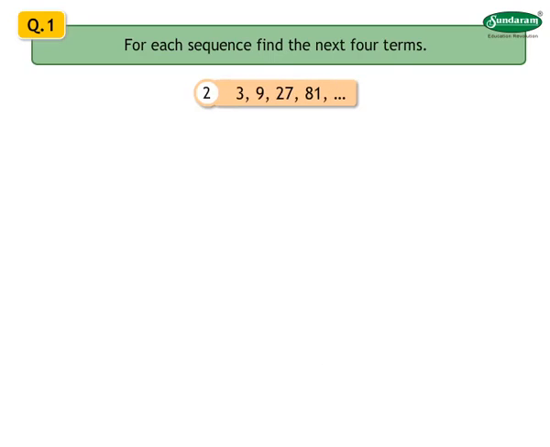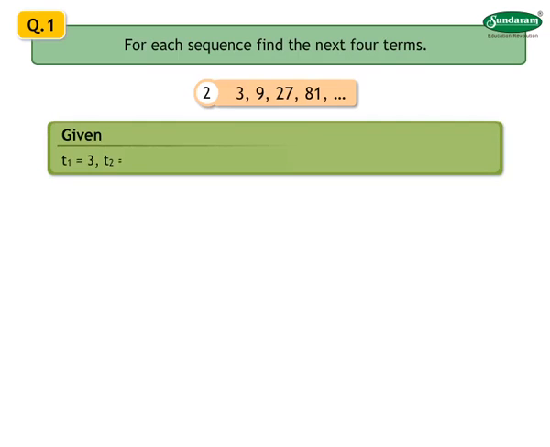Number 2: 3, 9, 27, 81 and so on. Given T1 is equal to 3, T2 is equal to 9, T3 is equal to 27, T4 is equal to 81. To find T5, T6, T7 and T8.